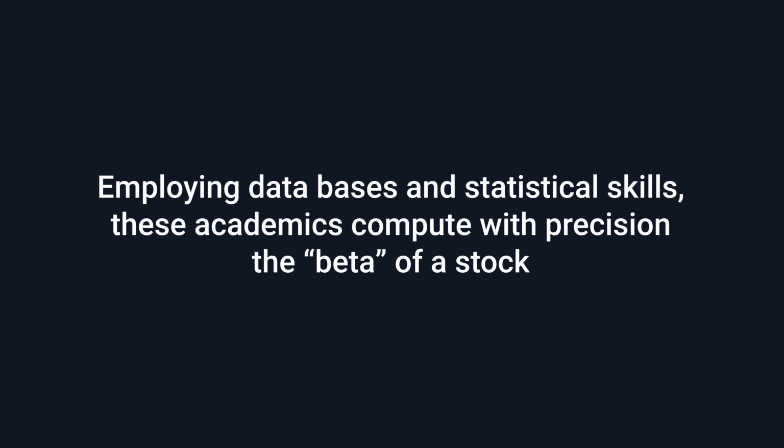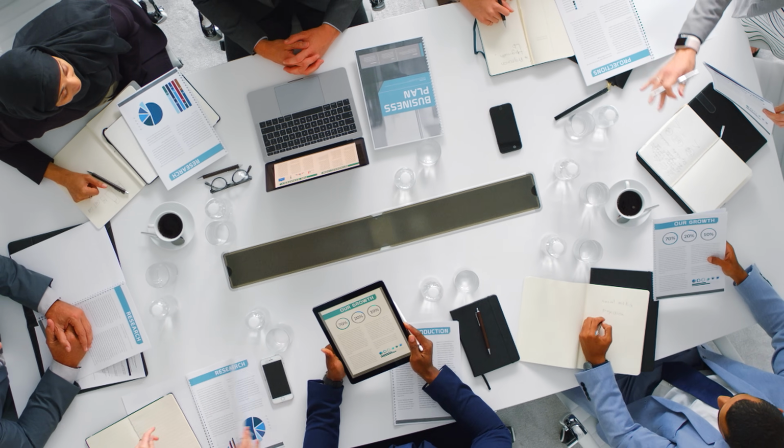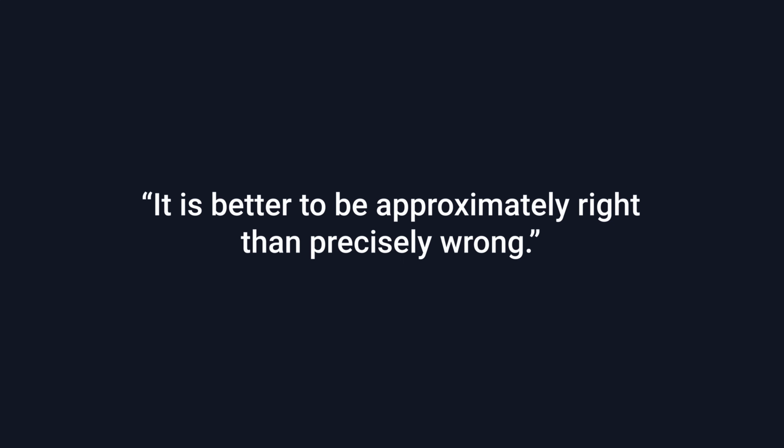On the other hand, academics like to define risk differently, arguing that it is a relative volatility of a stock or a portfolio stock. That is, the volatility as compared to a large universe of stocks, such as the S&P 500. They call this beta. Employing databases and statistical skills, these academics compute with precision the beta of a stock, its relative volatility in the past, and then build arcane investment and capital allocation theories around this calculation. In their hunger for a single statistic to measure risk, they forget a fundamental principle. It is better to be approximately right than precisely wrong, as Warren Buffett taught us.